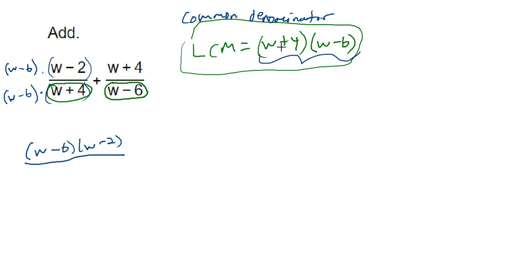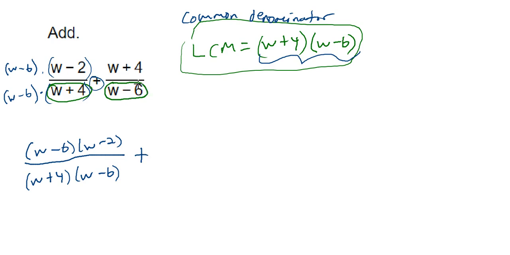And on the bottom, I'm going to stick with the same order that I have for my LCM. So I'll put the w plus 4 first and the w minus 6 second. The order of those doesn't really matter, but I just want to be consistent. Since that's the order I have here, I'll keep these in the same order. For the second fraction, so let me go ahead and do this. There's a plus sign here. Let's go ahead and write that down.